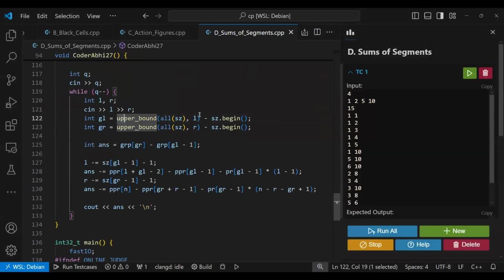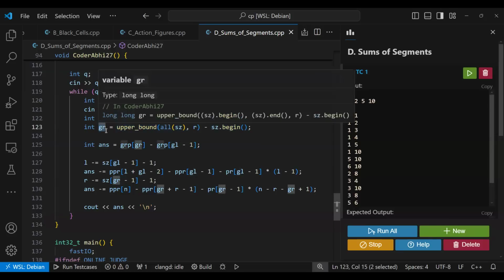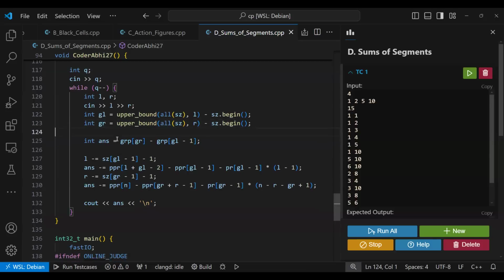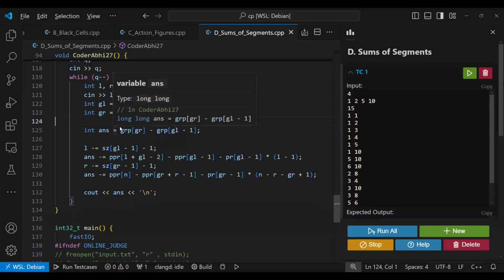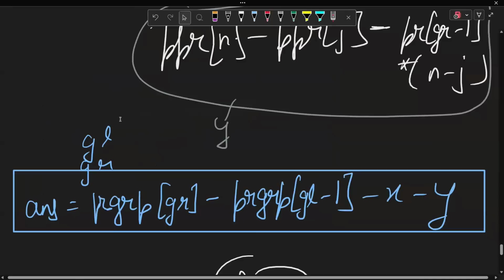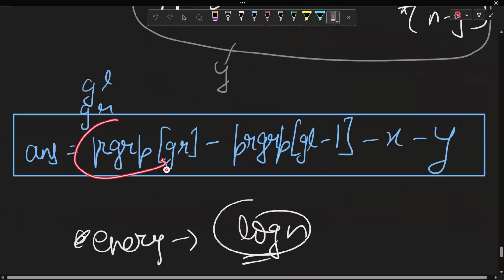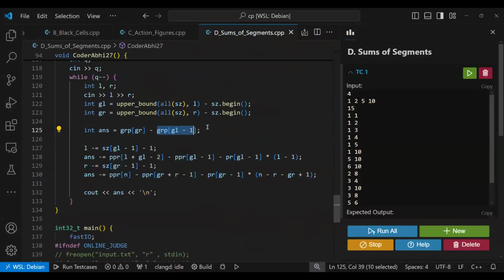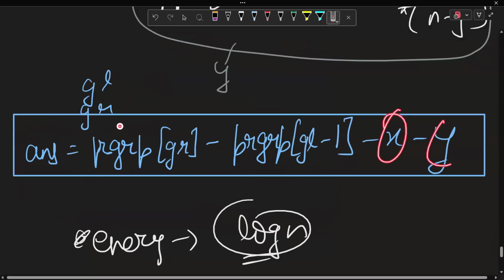I hope it's fine. So this way I got the group number for L. Same way I would get the group number for R. Okay, so GL and GR, we got the group number for L and R. After that, as I told you, what would be my answer? Prefix sum of the group GR minus GL minus 1. This is my initial answer. From that, I have to subtract this X and Y.